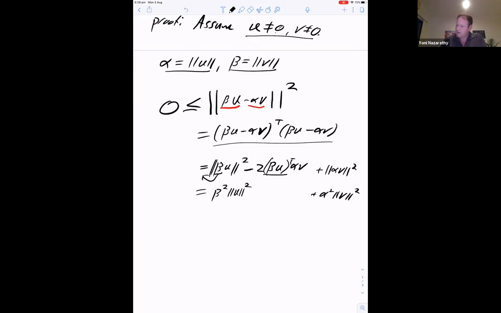Now, which ones are scalar in this expression? What are the two scalars? There's this expression that has a few characters, it transposes one of them, and it has a u and a v. They're vectors, but the scalars are in there. The scalars are the beta and the alpha, so the beta and the alpha also come out. Minus two beta alpha u transpose v.